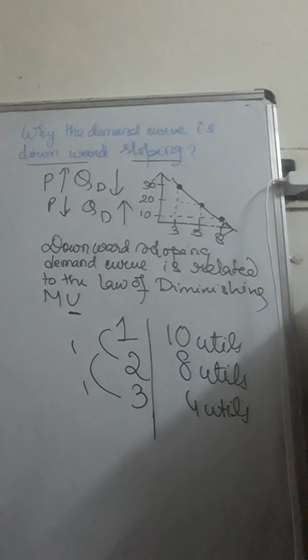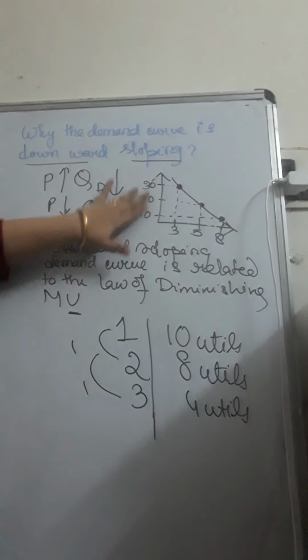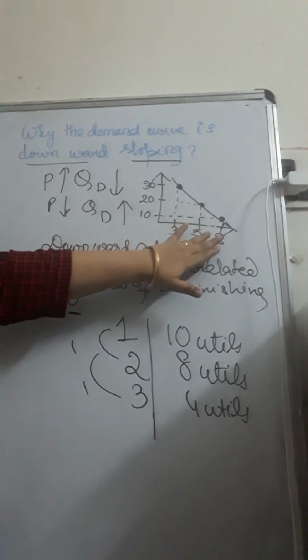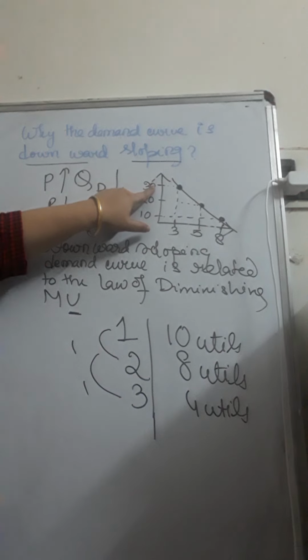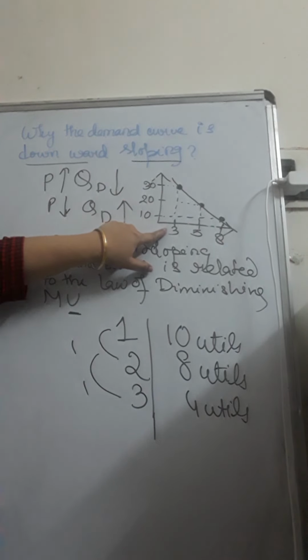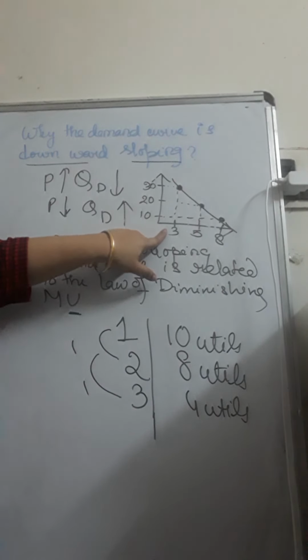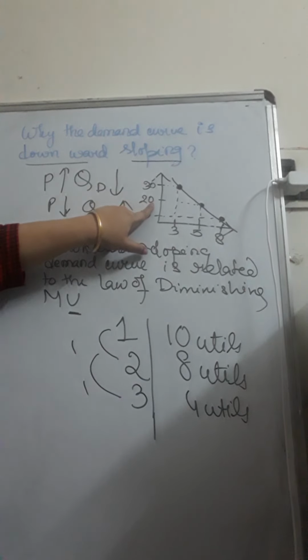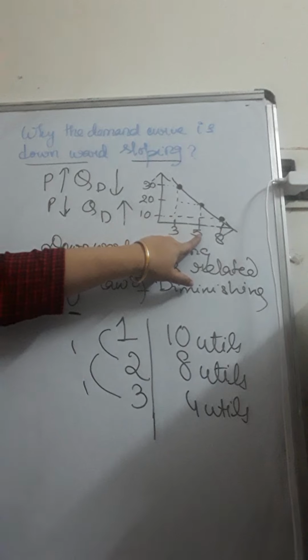Now when we plot the prices, suppose this is the prices and these are the quantities. When the price is 30, the corresponding quantity that a person is demanding is 3. When the price drops to 20, then the demand is 5.